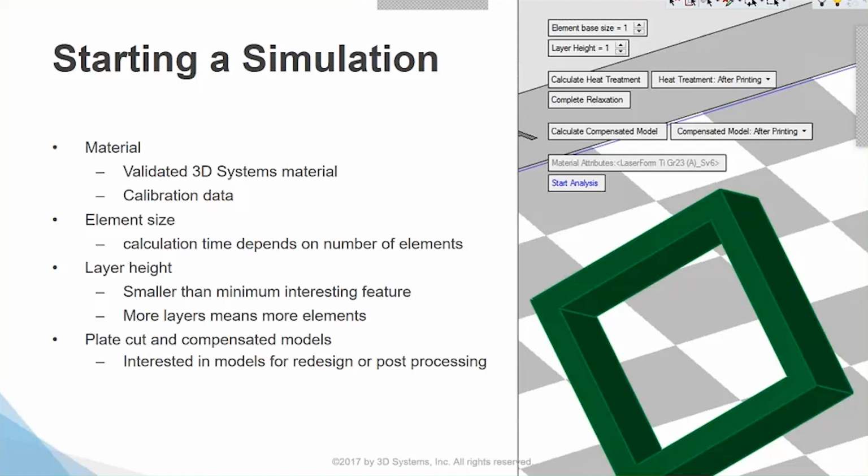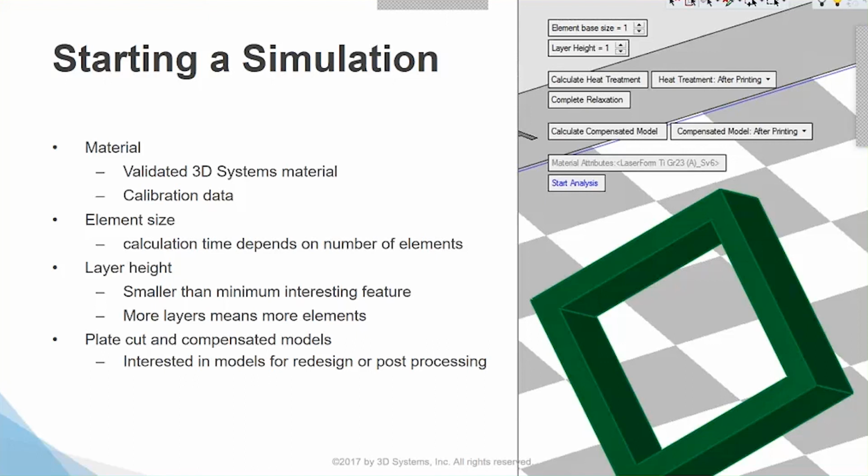The element size and layer height is basically defining how many elements you have. So FEA stands for finite element analysis. Basically you're breaking up your part into a bunch of small little beams that you can do simple equations on, and there's just a lot of them. So that's really what drives the computational cost of a simulation: the number of elements.